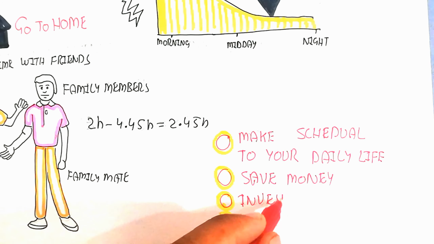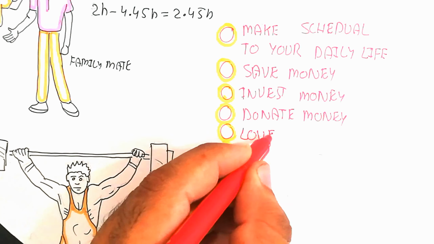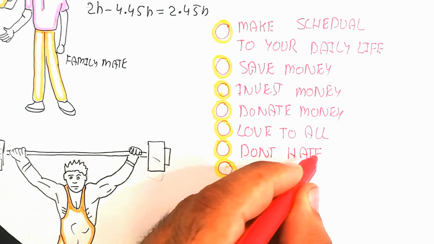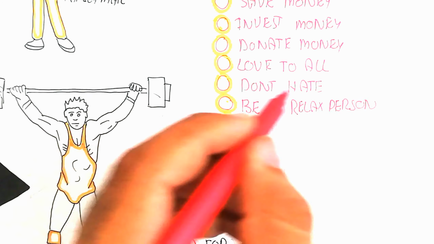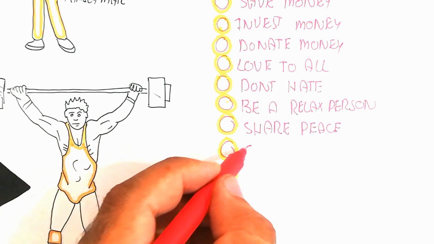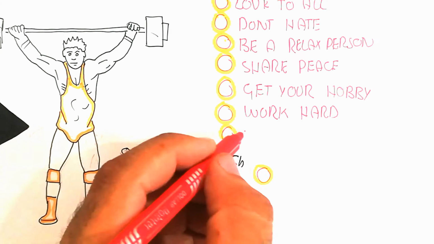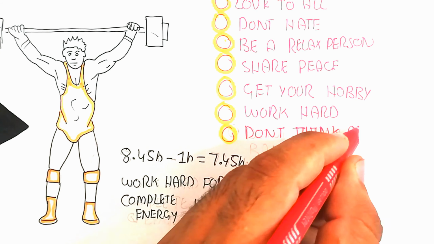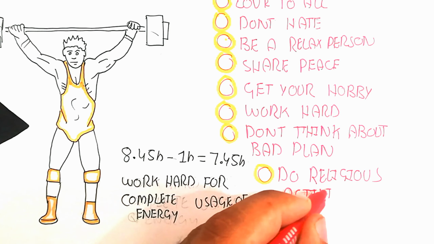After this, I want to share several things you should improve in yourself. For example, make a schedule for your daily life, save money, invest money, donate money, love everyone, and don't hate another person. Be a relaxed person and share peace. Have a hobby, work hard, and don't think about bad plans. Do religious activity and love religion.